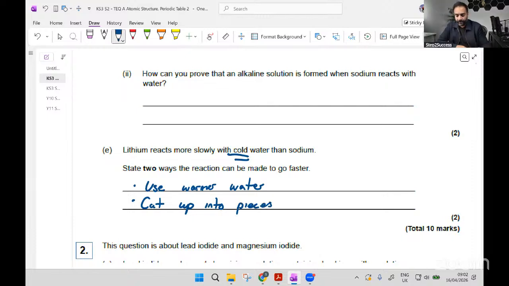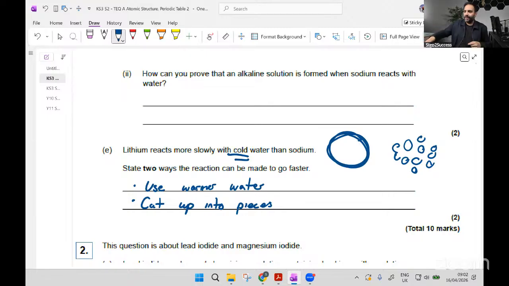The other one is to cut up the lithium into pieces. Another way to speed up a reaction: if I've got a big lump of something and I'm trying to react it with something, then it will be slower than if I take the same thing and cut it up into little pieces first. If you cut it up into pieces, it reacts faster than otherwise.